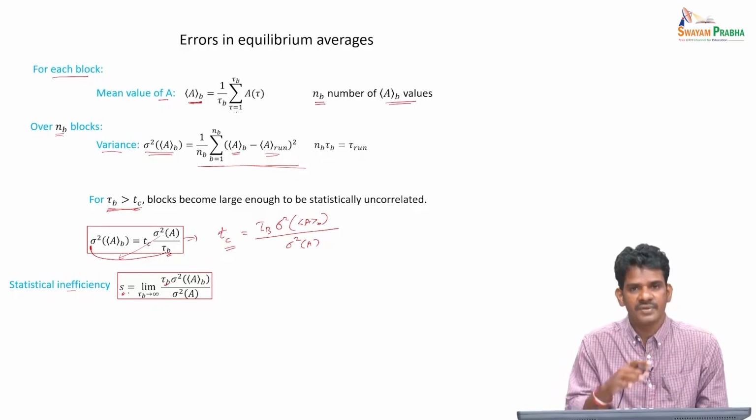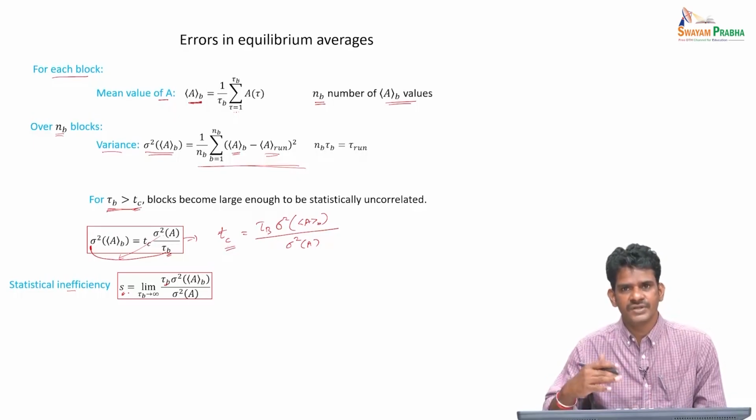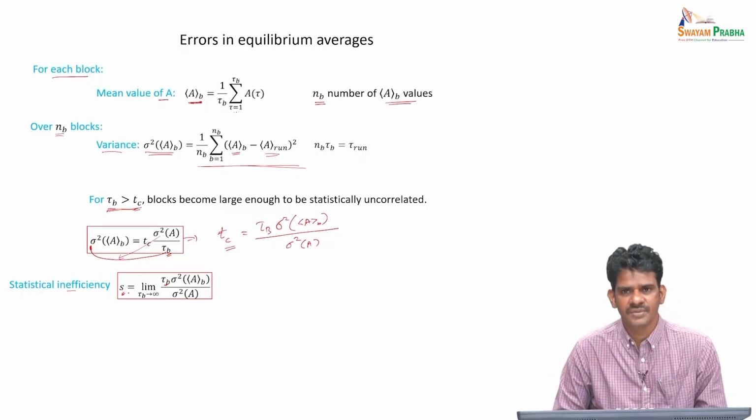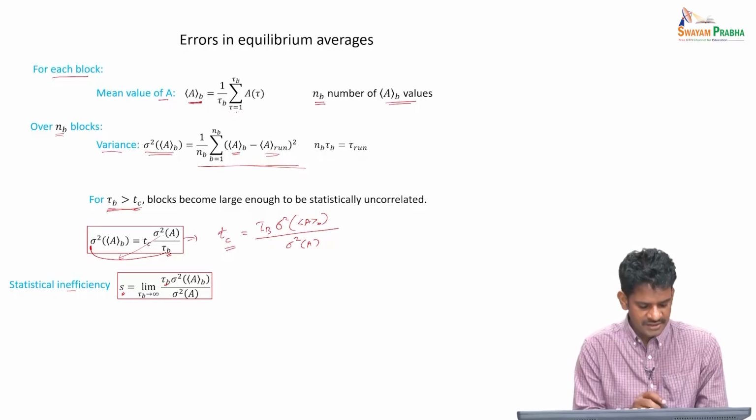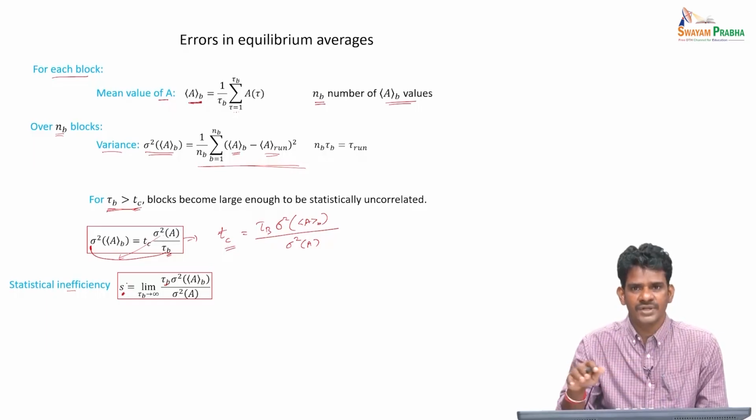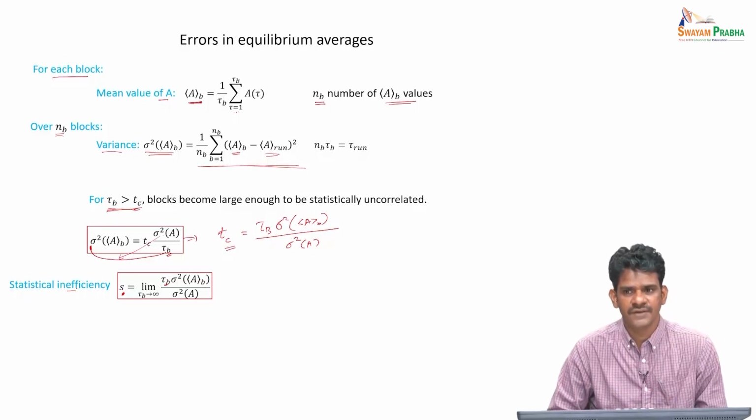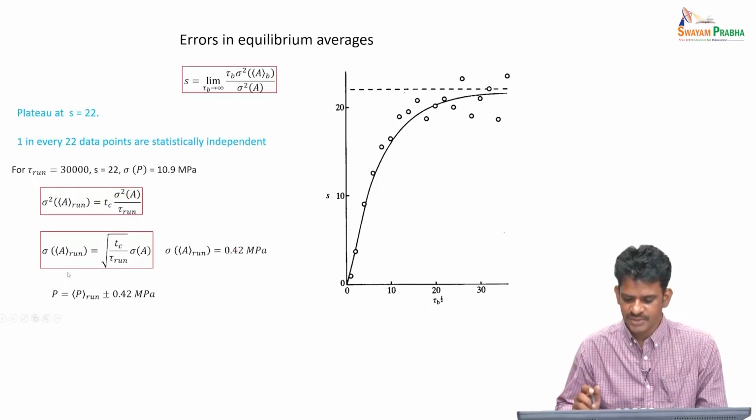When we continue this blocking operation, at a certain tau b value, this S will become constant, and that's where we know that the data sets become completely uncorrelated. The estimate for S, the plateau value at which this becomes constant, we will take as the value of statistical inefficiency. This can be shown in this particular plot.